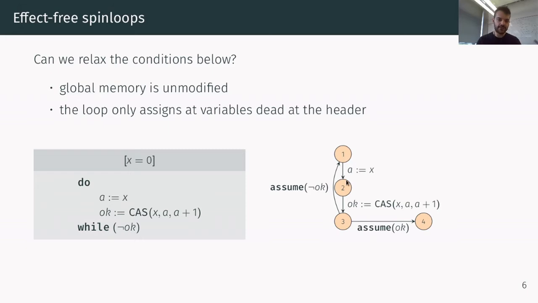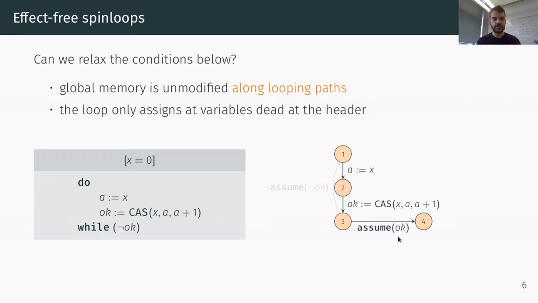So we can actually relax the first condition and only require that global memory is unmodified along paths that will get us back to the header. We call these paths looping paths. And since this loop does satisfy this condition, and of course it doesn't assign any variable that's live at the header, then we can still do the spin-assume transformation and effectively transform this loop into a read, followed by a cas, followed by an assume statement.